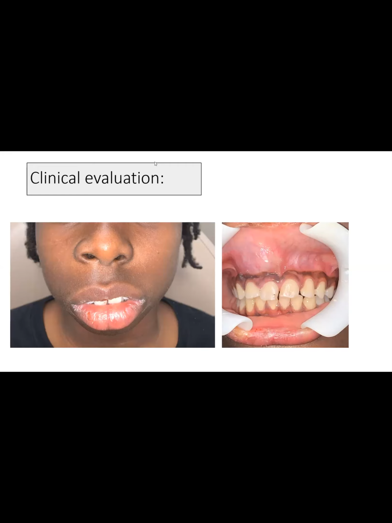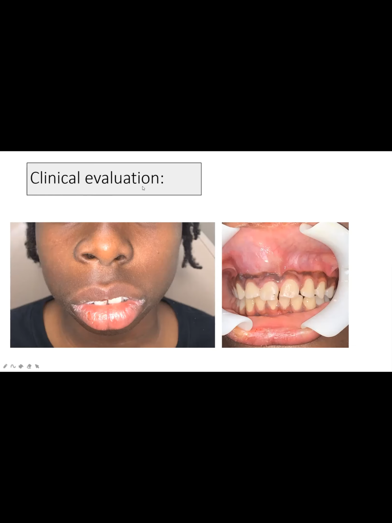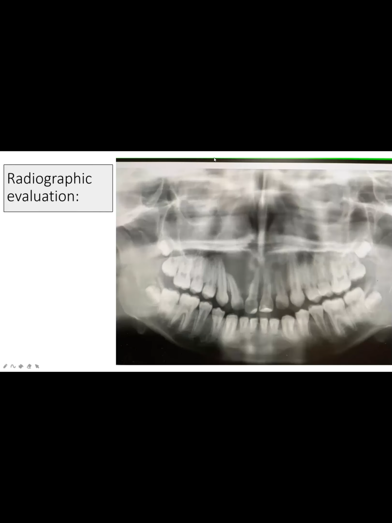Okay, now we obtain imaging. What's the first image that you think we should request? A panoramic? Or a PA? Okay, PA, right? Let's do a PA first. More definitive, less artifacts. We have a PA, we have a pan. We only have a pan. Here we go. You won, Dr. Fatin. What do you see?